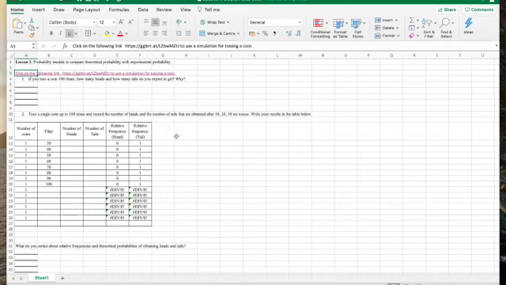We want to look at a coin. Remember that a coin has two sides. One side is called a head, the other side is called a tail. And we all know probably that theoretically, if you take a coin and you toss it, you will either get a head or a tail.